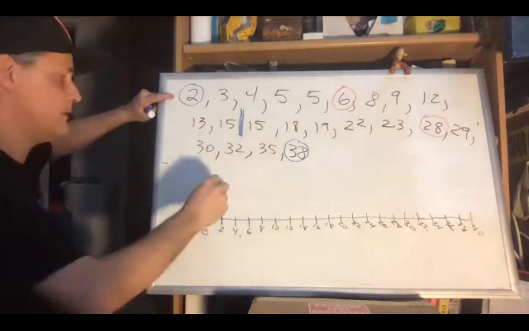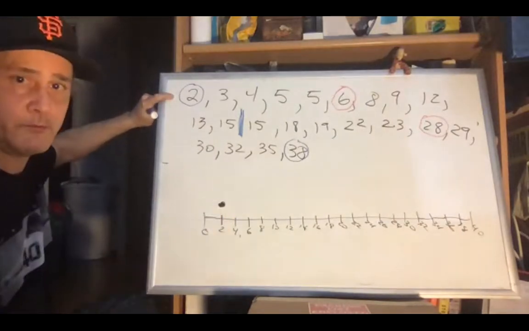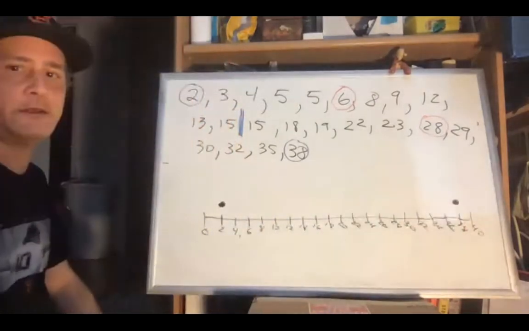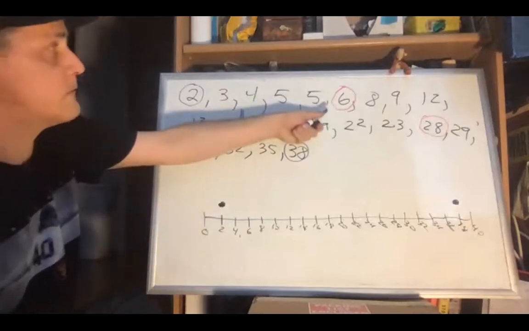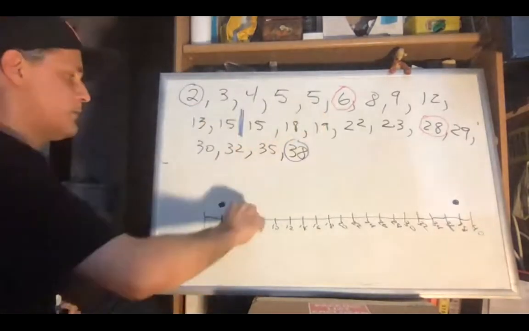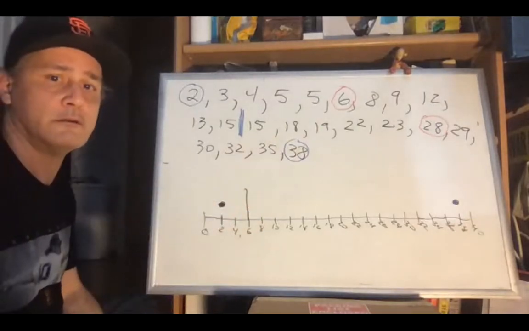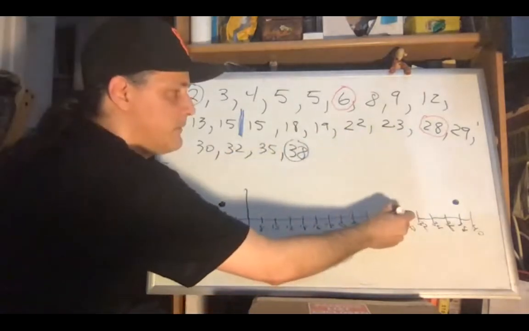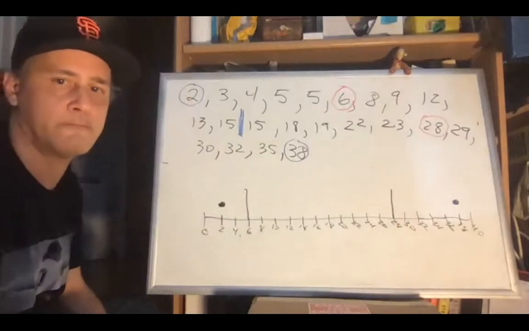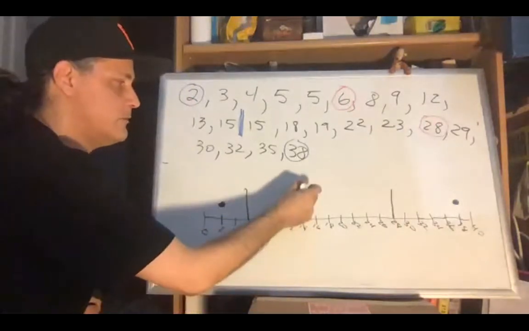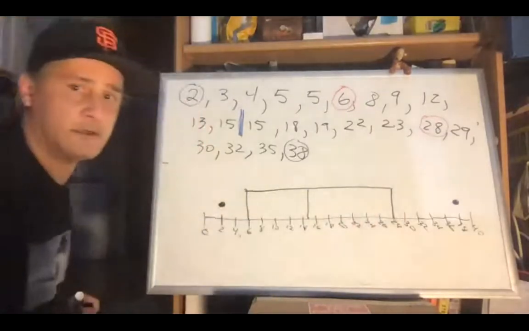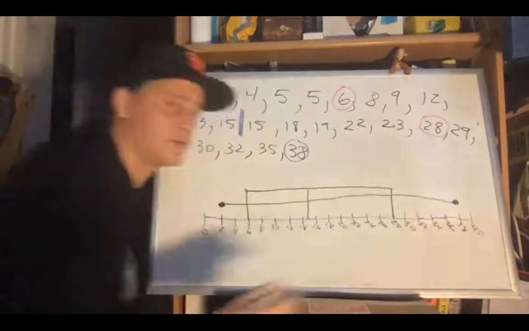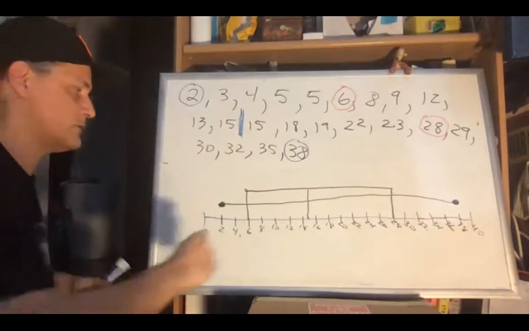So the minimum data value, I'm going to put a dot above 2. The maximum data value, I'm going to put a dot above 38. The lower quartile, I'm going to draw a vertical line up from the 6. The upper quartile, 28, I'm going to draw another line up from the 28. The median, 15, I'm going to draw a line where the median is. Connect the upper and lower quartile lines. That's our box. Connect the dots. That's our whisker. This is called a box and whiskers.